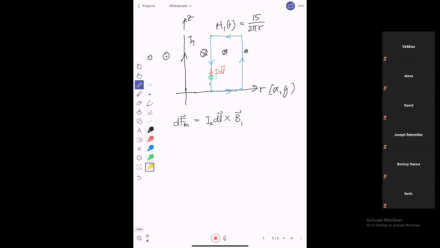Green. So maybe I use yellow. All right. So for this particular piece of wire, the force is going in that direction. Let's call this F1.